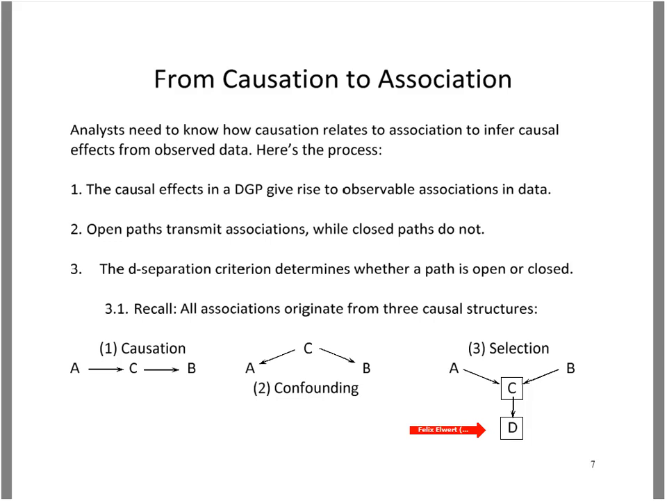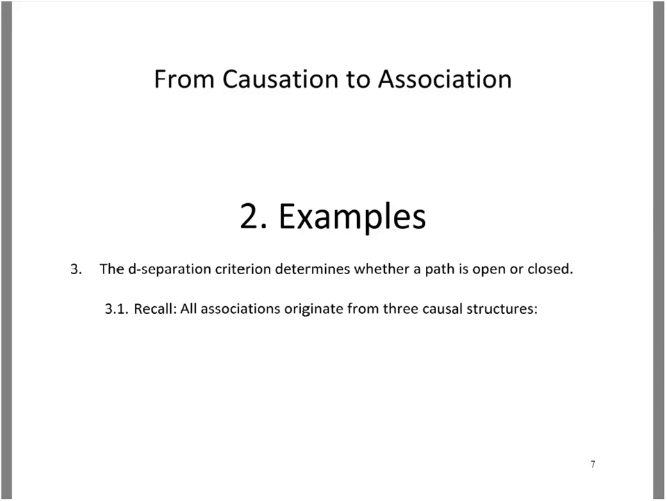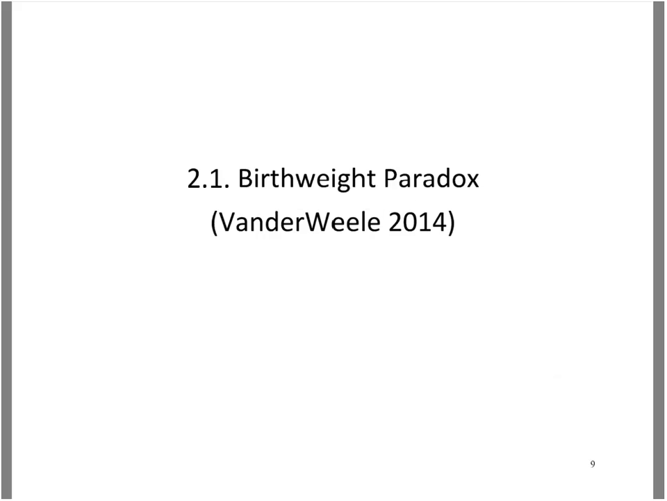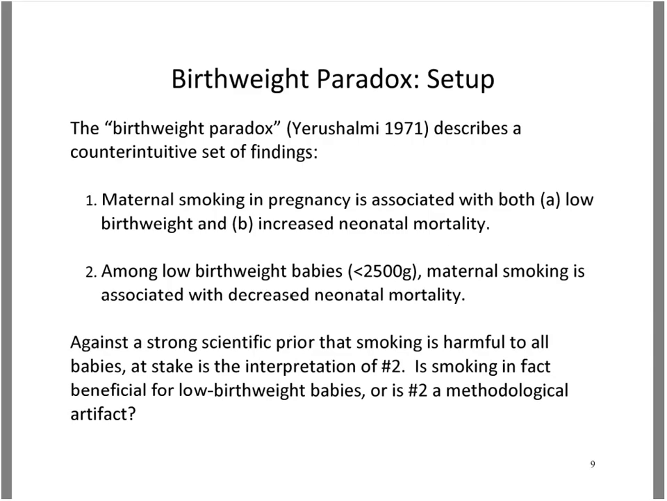Okay. So now let's see if we can use these basic rules of working with directed acyclic graphs in order to shed some light on some important tobacco research-related problems. So the first example that I want to discuss is Tyler Vanderweel's analysis of the Birthweight paradox. The following slides are closely based on Tyler Vanderweel's paper. So, okay, here's the setup, as of course you are well aware.